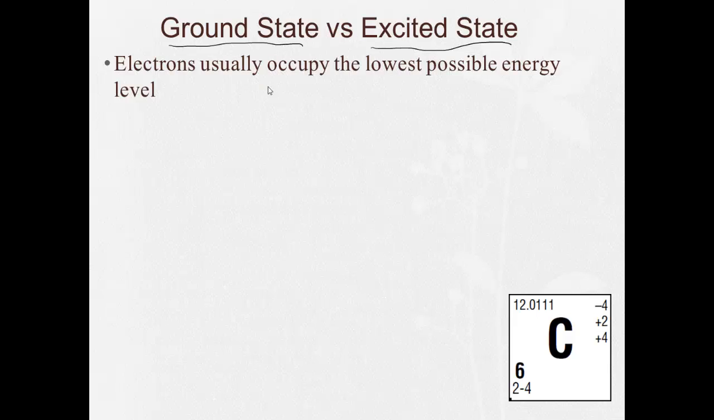Now, electrons usually occupy the lowest possible energy level, like we talked about. That's referred to as the ground state. So when you're on the ground, that's the lowest possible energy. And that's the electron configuration that's shown on the periodic table. So these numbers in the lower left corner of each box is the ground state electron configuration.